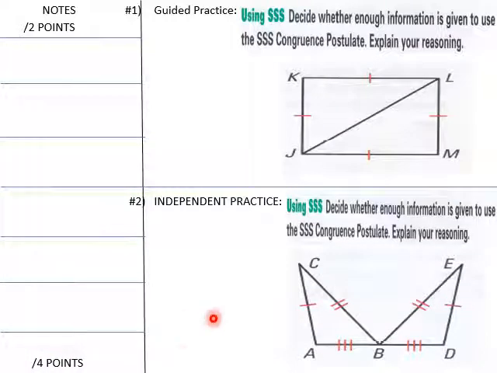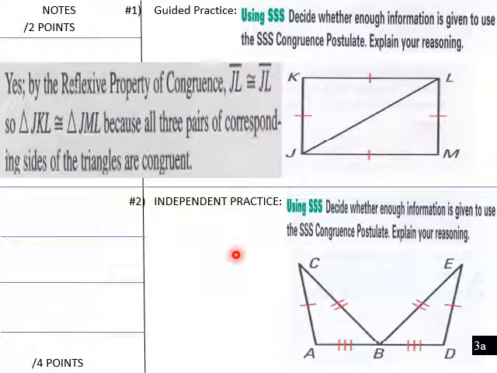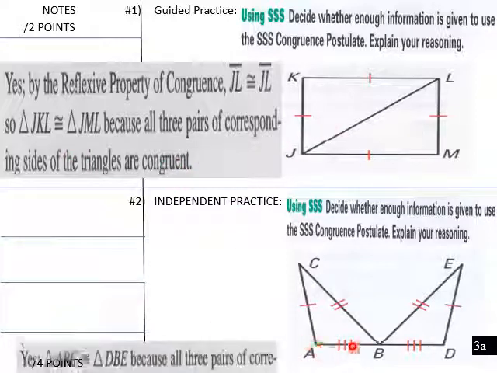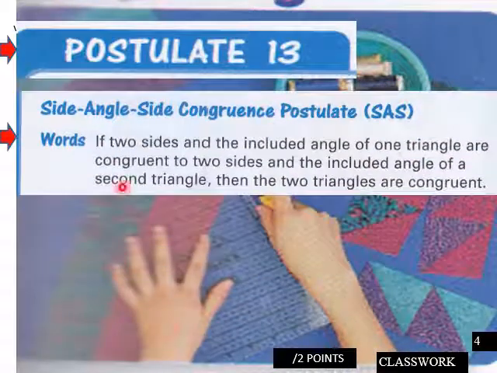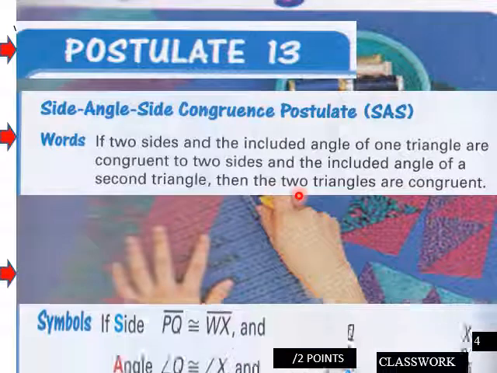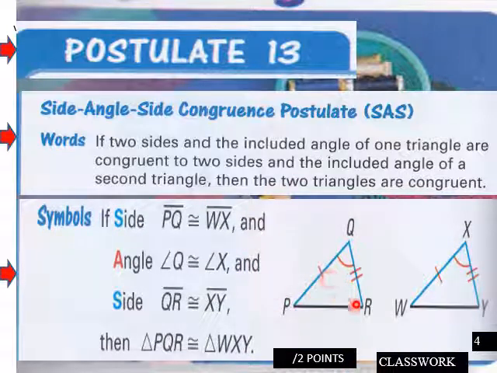Okay, everybody, you should have your answers ready, your explanations. The triangles are congruent because all three pairs of corresponding sides are congruent. Both of these are congruent. Down here, the triangles are congruent because all three pairs of corresponding sides of the triangle are congruent. Postulate 13. If two sides and the included angle of one triangle are congruent to two sides and the included angle of a second triangle, then the two triangles are congruent. Here is a diagram of that.